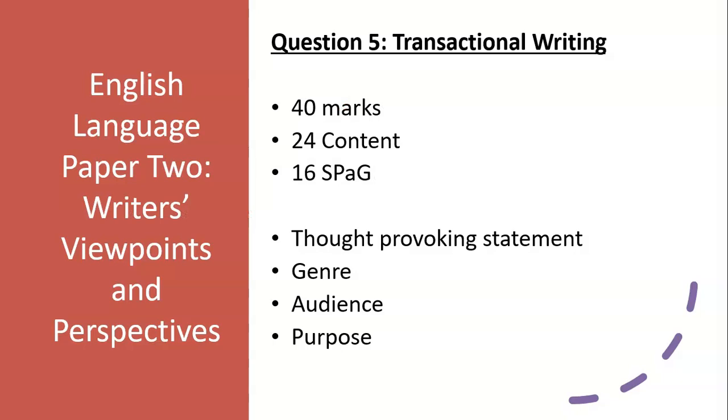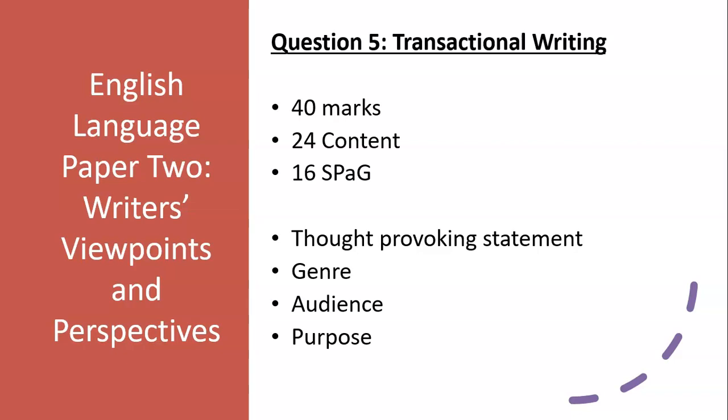So what do we mean by English Language Paper 2 Question 5? Well, English Language Paper 2 is writers' viewpoints and perspectives. That's what you're looking at. What view does someone have on a topic? What is their perspective about it? What do they think about it based on what they're writing?